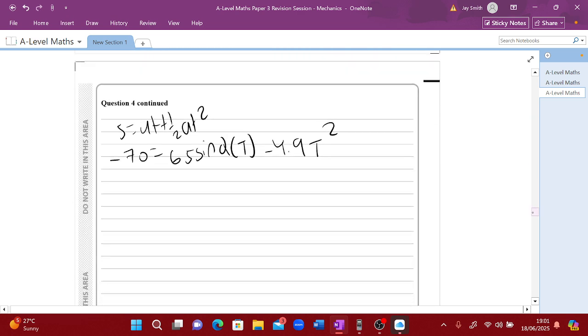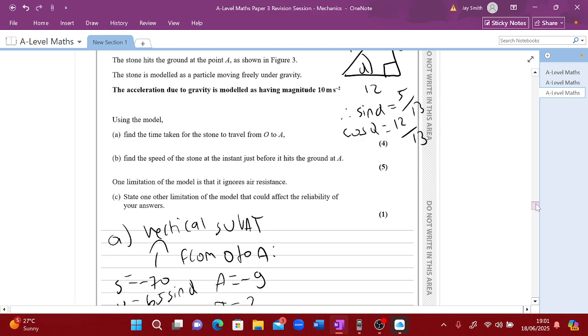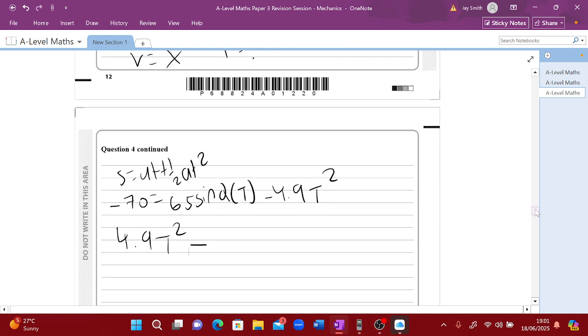So then we can substitute in, but I'm going to times by negative 1 to get rid of the negative. So 4.9 t squared minus 65 times sine alpha. Now sine alpha is 5 over 13, so 5 over 13 times 65, you're left with 25. So it'd be minus 25t plus 70 equals 0. Now we've got a quadratic for t.